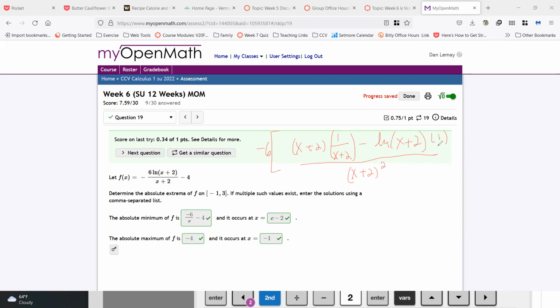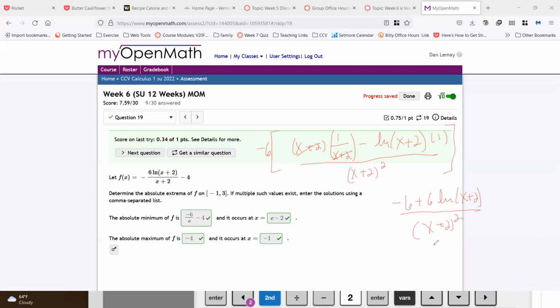Okay, and now then the derivative of negative 4 is 0, so we don't even have to worry about that. So x plus 2 divided by x plus 2 is 1. And I could just distribute that negative 6 back here just to clean it up a little bit. So negative 6 plus 6 natural log of x plus 2 all over x plus 2 squared.